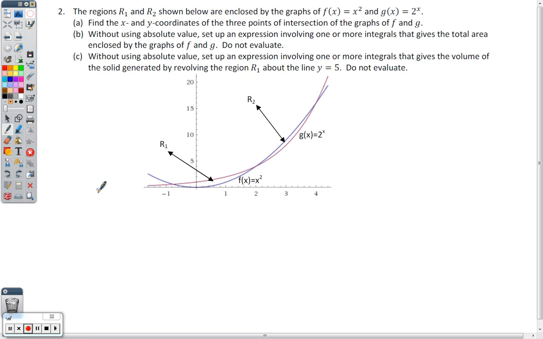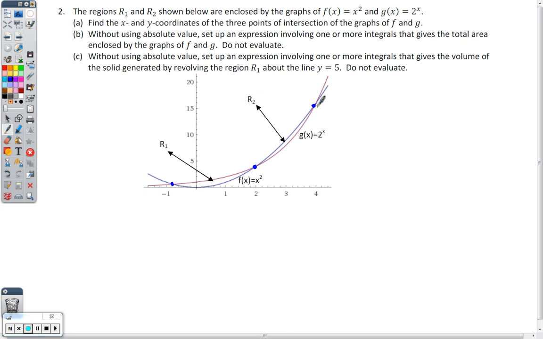Question 2. The regions R1 and R2 shown below are enclosed by the graphs of f of x equals x squared and g of x equals 2 to the x. Find the x and y coordinates of the 3 points of intersection of the graphs of f and g. Okay, so this is kind of a funny looking graph here. And we can see this blue line here is x squared and the purple one is 2 to the x. And they intersect here, here, and here.